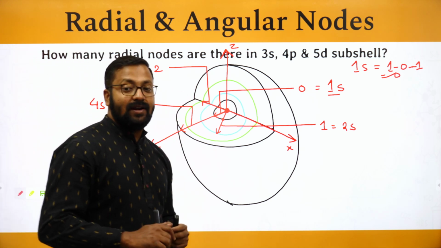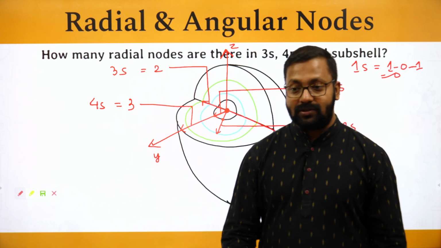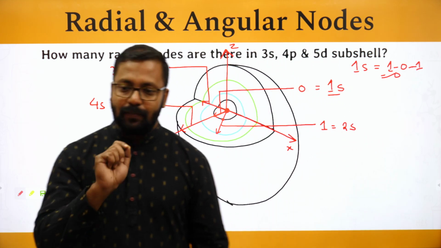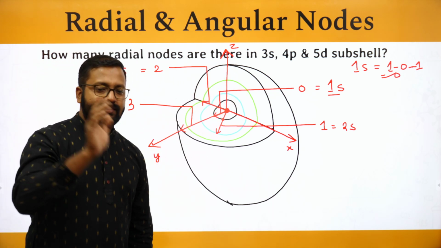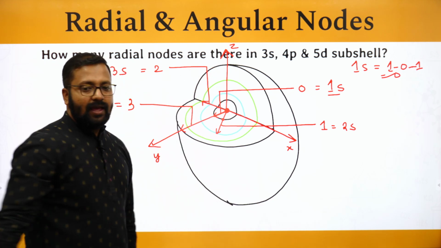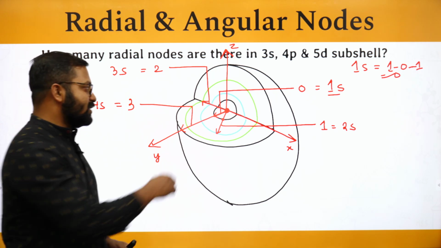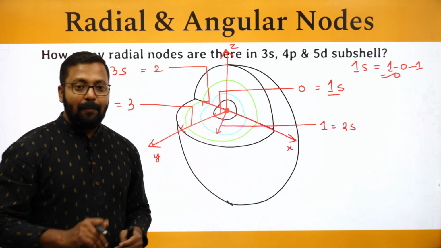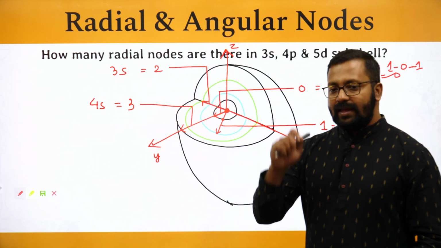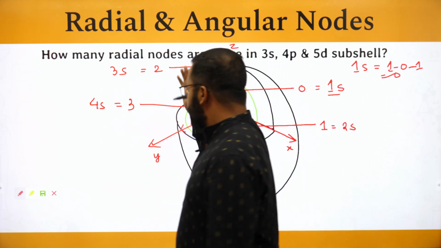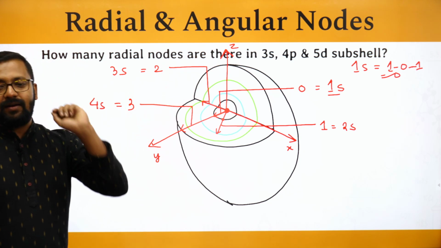Now if somebody asks you what is the number of angular nodes, what do you have to do? The simplest method, if you know this picture, is to think of a plane which passes through any point and does not bisect the sphere. Can you draw a plane which passes through the center but does not bisect the sphere? Is there any plane possible? Can it be drawn?